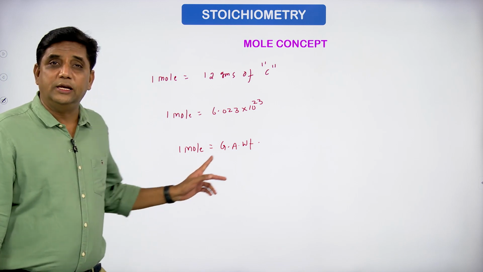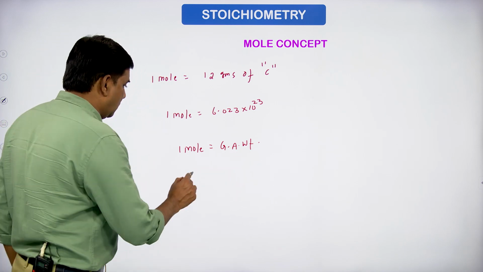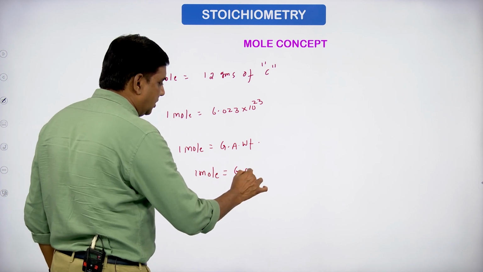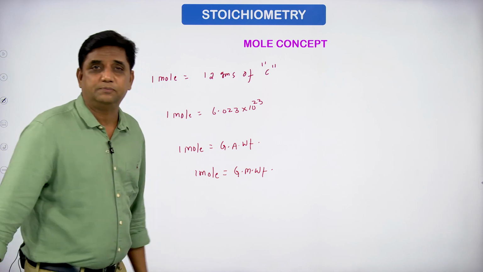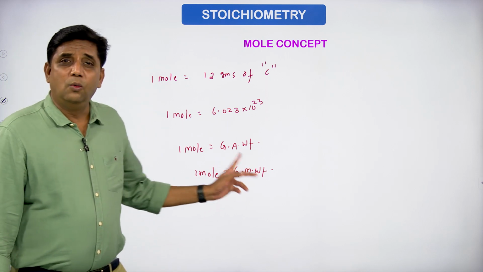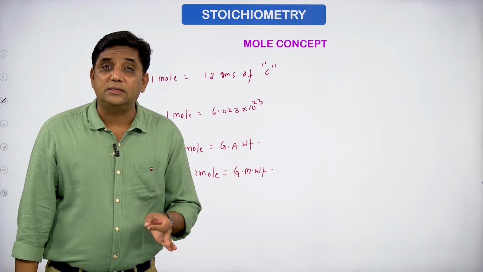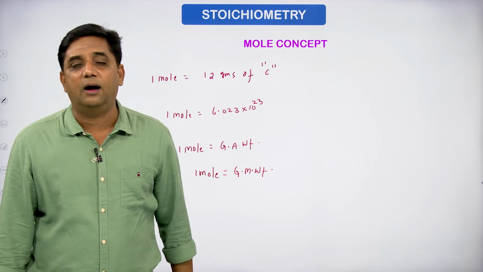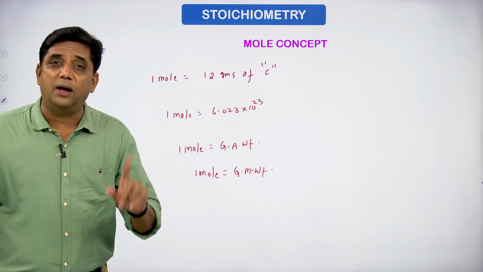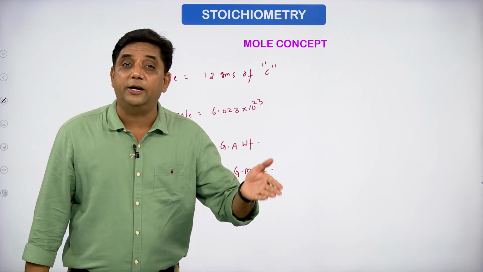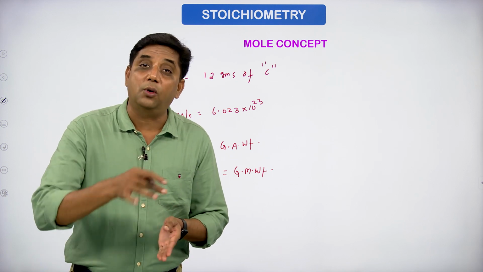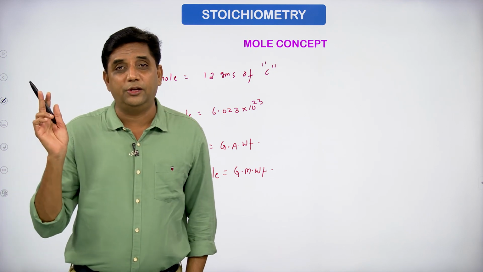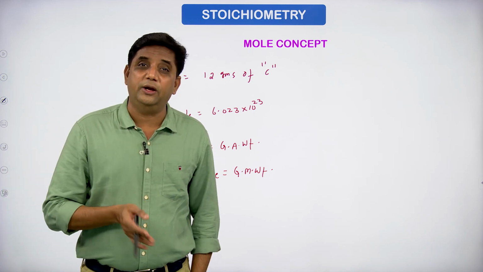So 1 mole is equal to gram atomic weight, and in case of molecules, 1 mole is equal to gram molecular weight. What do you mean by gram molecular weight? The mass of 1 mole of molecules expressed in grams is known as the gram molecular weight. For example, the mass of 1 oxygen molecule is 32 AMU, and the mass of 1 mole of oxygen molecules is 32 grams. The value is the same; there the unit is atomic mass units, here the unit is grams.